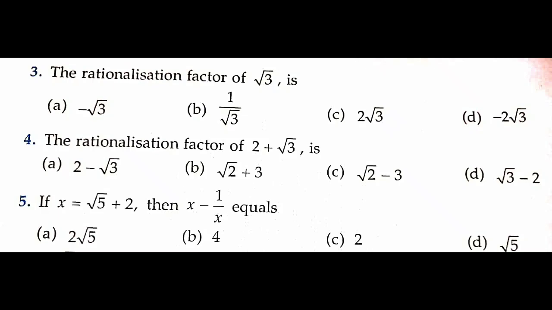Next question: we have x is equal to root 5 plus 2. Then find the value of x minus 1 by x. First of all, we will find the value of 1 by x, which, after rationalizing the denominator, we get 1 by x equal to root 5 minus 2. Putting the values for x minus 1 by x, we have root 5 plus 2 minus root 5 plus 2. So root 5 and minus root 5 will be cancelled and we are left with only 4. So the right answer is B in this situation.